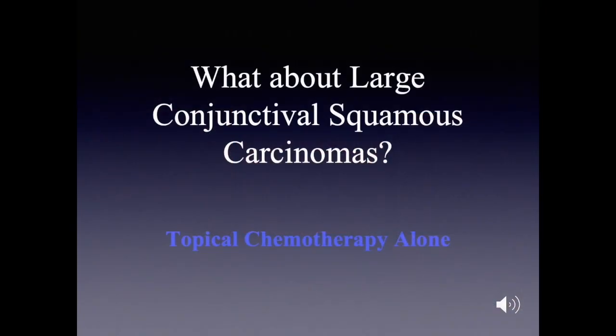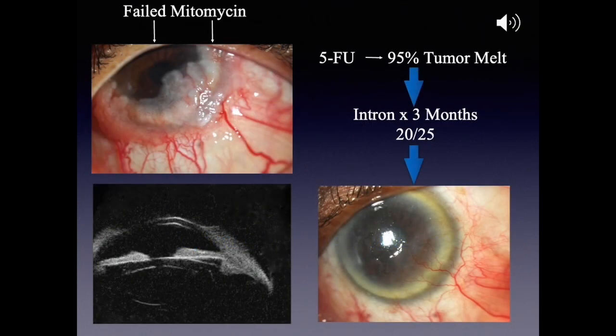So what about even large conjunctival squamous carcinomas with no evidence of intraocular invasion? Can chemotherapy alone lead to cure? On your left, you see a rather diffuse ocular surface squamous carcinoma which had failed topical mitomycin chemotherapy. Then the eye was treated with 2 weeks of 5-FU, and 95% of the tumor had melted away.